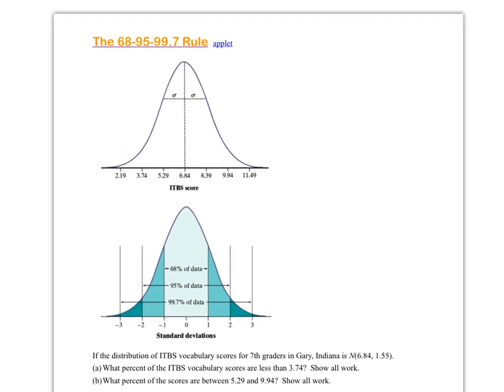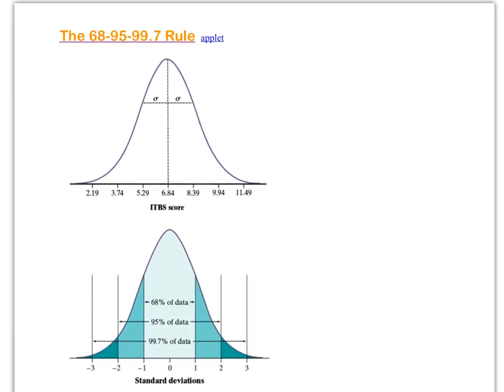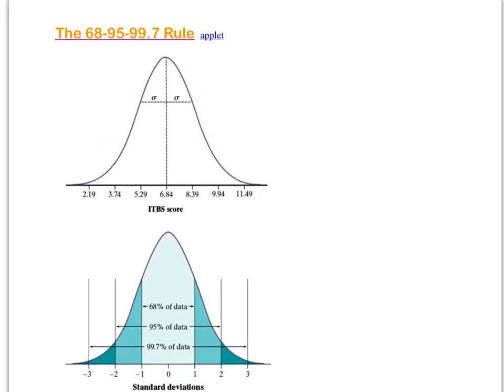Let's talk about the 68, 95, 99.7 rule. This is also called the empirical rule. And what we're looking at here is the density curve that's associated with the Iowa vocabulary test for the school children that we saw a few minutes ago. We can see that this curve is symmetric, single-peaked, and bell-shaped, and the normal curve can be defined by its mean and standard deviation.